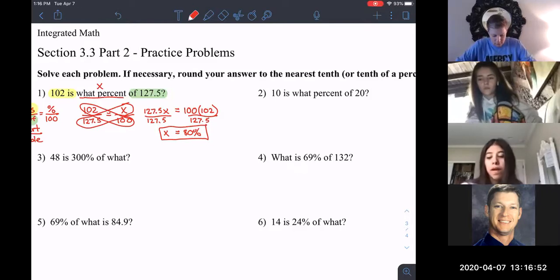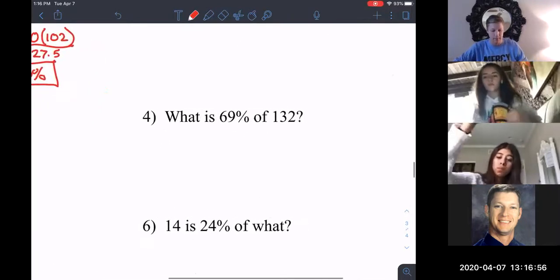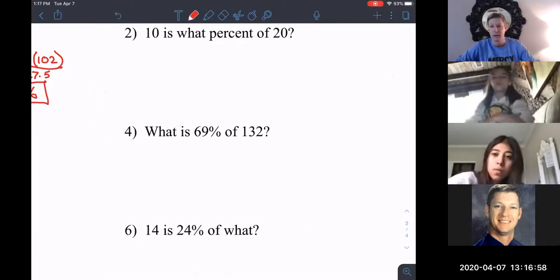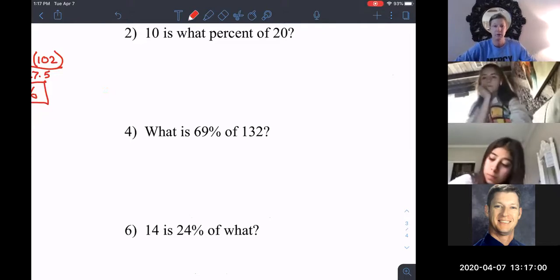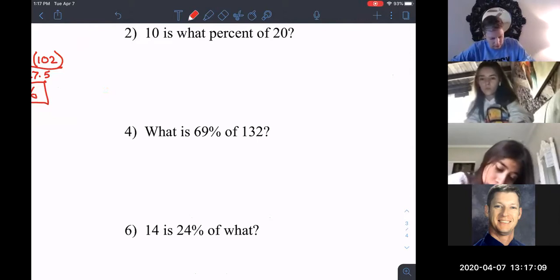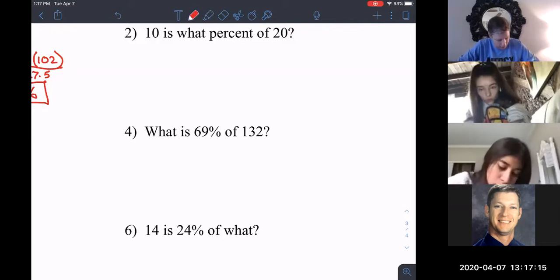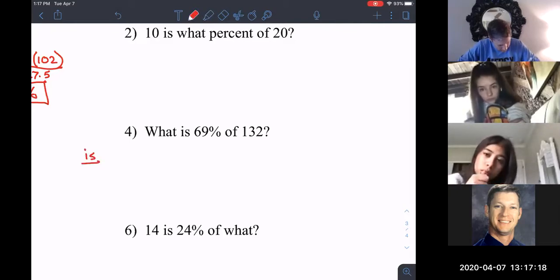Okay, so let's jump down a little bit and let's do number 4. And I'm going to show you, once you get your proportion set up, an even quicker way to solve these. You really don't even have to rewrite the equation if you follow this shortcut. Okay, so we take number 4 and we're going to use some highlighting here. All right, so remember what we're doing is over of equals percent over 100.